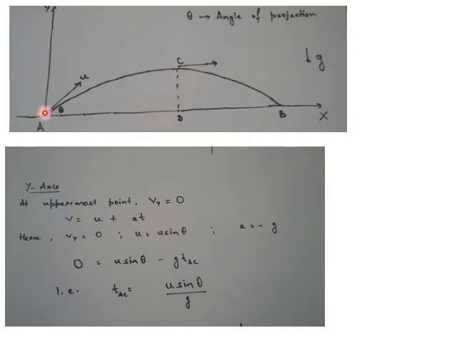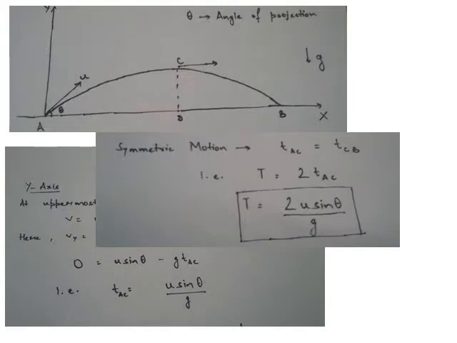Let us consider the motion of projectile from point A to point C. Here, vy equal to 0. vy is the final velocity, that is velocity at C. As we've talked about, the vertical component of velocity at C is 0. u, which is the initial velocity, is u sin theta. Also, the acceleration along the y-axis is minus g. Putting these values in equation, we get 0 equal to u sin theta minus g times TAC, the time from A to C. Therefore, we get the value of t equal to u sin theta by g.